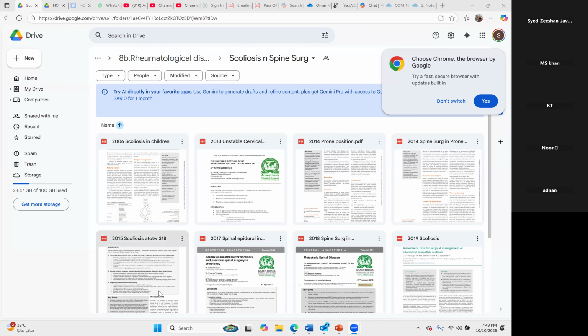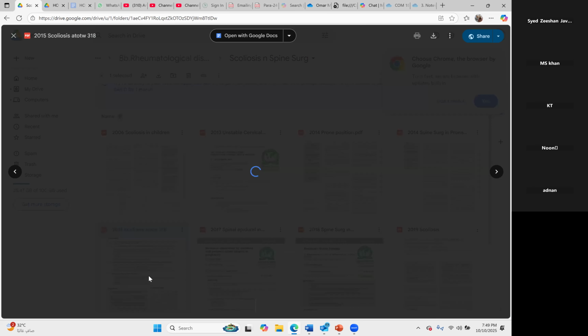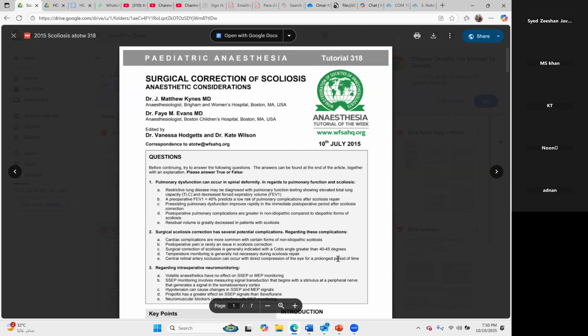Today we will just try to discuss this topic of scoliosis. Yesterday we started these rheumatological concerns. So, Noon, have you read about this topic of scoliosis?